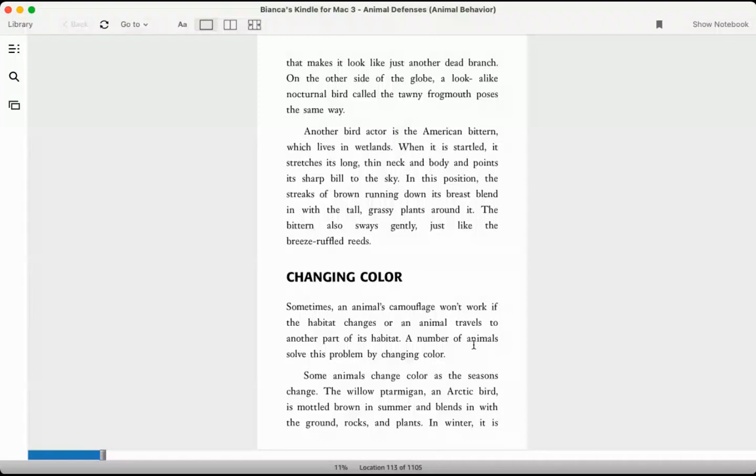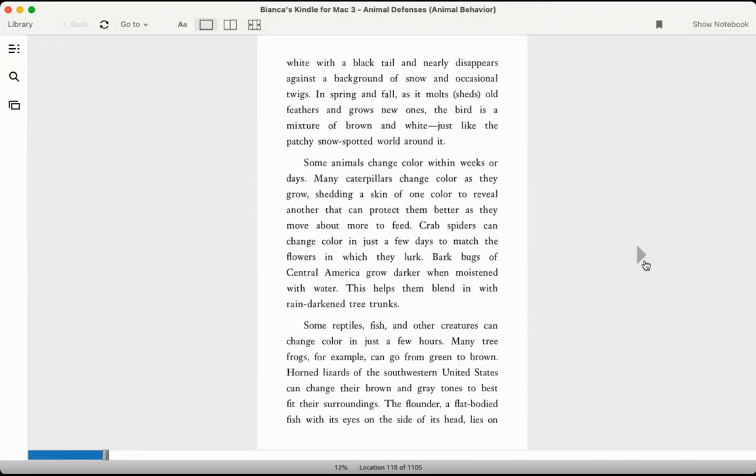The willow ptarmigan, an Arctic bird, which lives in parts of Alaska and other places as well, is mottled brown in summer and blends in with the ground, rocks, and plants. In winter, it is white with a black tail and nearly disappears against a background of snow and occasional twigs. In spring and fall, as it molts, which means it sheds its old feathers and grows new ones, the bird is a mixture of brown and white, just like the patchy, snow-spotted world around it.